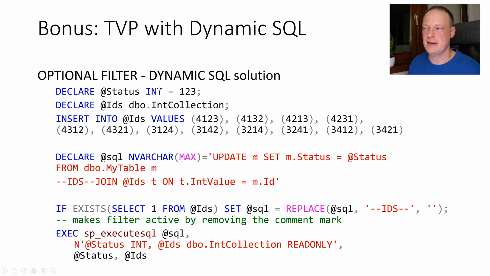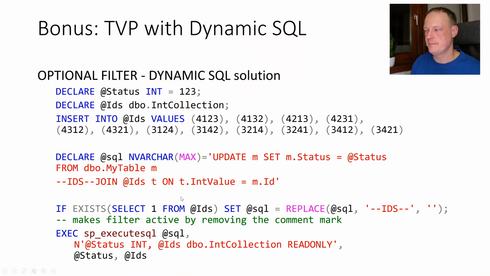How does that look? That looks like this. You have the same parameters here, but we are building a command. And that command includes this join with IDs, and minus minus in front of it and some token. Minus minus, some token, minus minus. It's just a token that comments out this line. It will put it out of effect. It is commented out, and that means update all the rows. If it is executed like this, it will update all the rows.